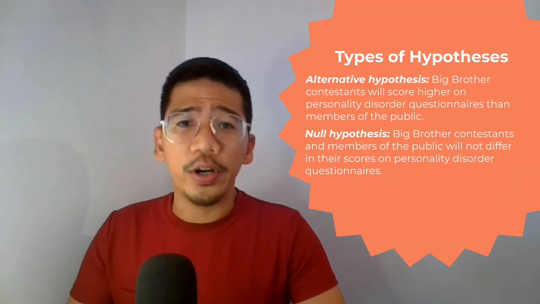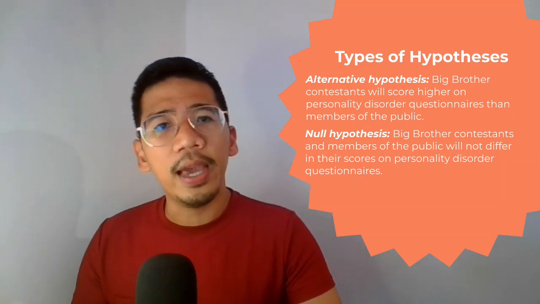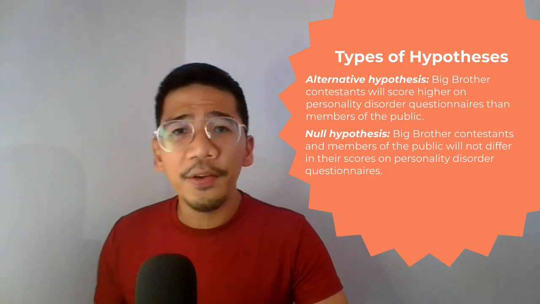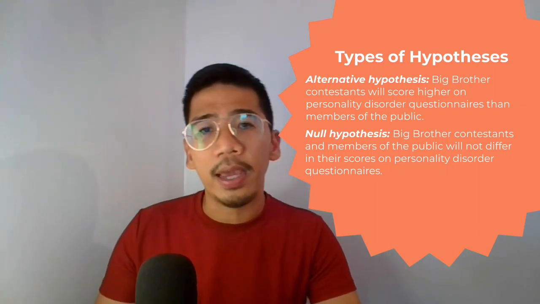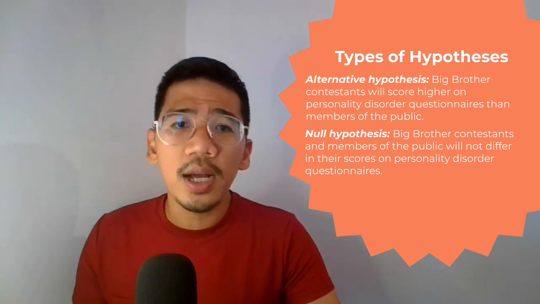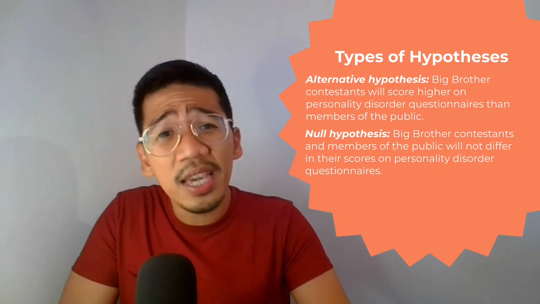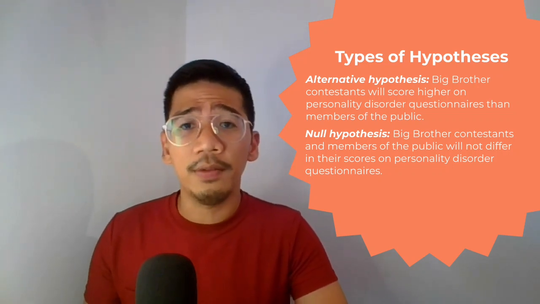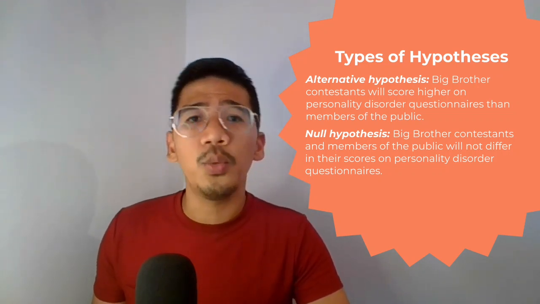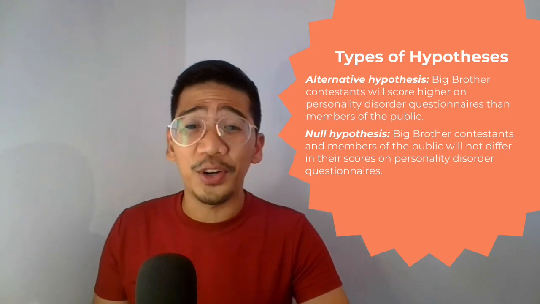Viewers will know more. A non-directional hypothesis states that an effect will occur, but it doesn't state the direction of the effect. For example, viewers' knowledge of research methods will change after they have watched this video. It does not tell us whether their knowledge will improve or get worse.